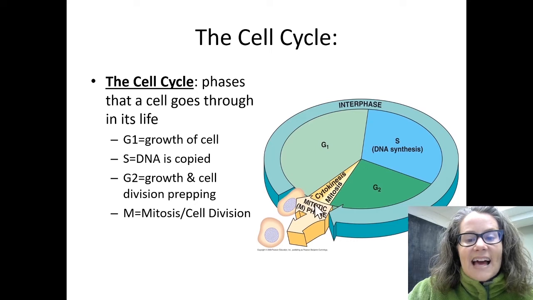And then this last little piece of the pie is called cell division. So this is where we will be making new cells. Now notice up here, it says interphase. So in high school, you might have learned G1, S, and G2. Those three phases are collectively sometimes called interphase.